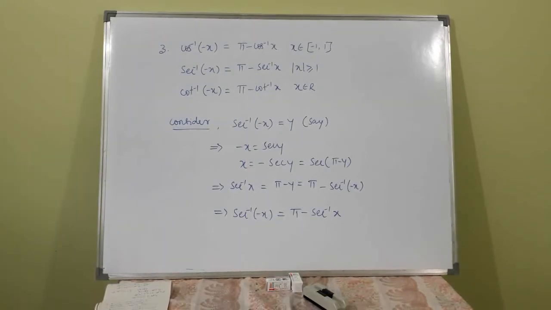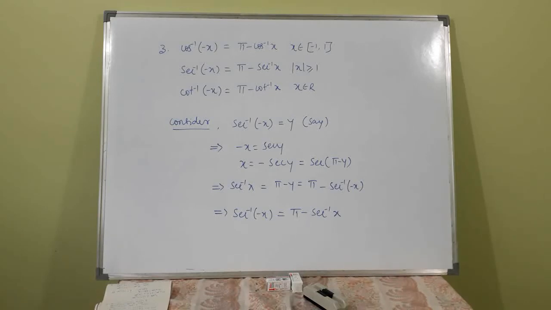So another set of properties: cos inverse of minus x is equal to pi minus cos inverse x, and secant inverse of minus x is equal to pi minus secant inverse x, cot inverse of minus x is equal to pi minus cot inverse x.